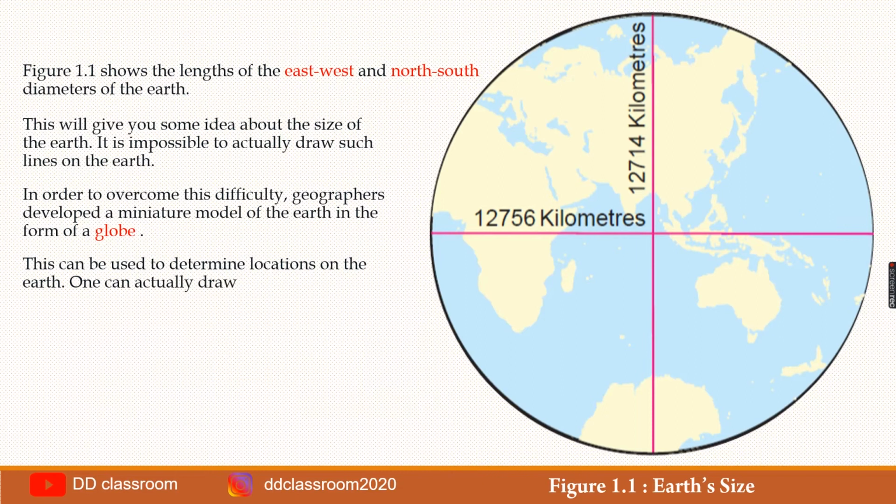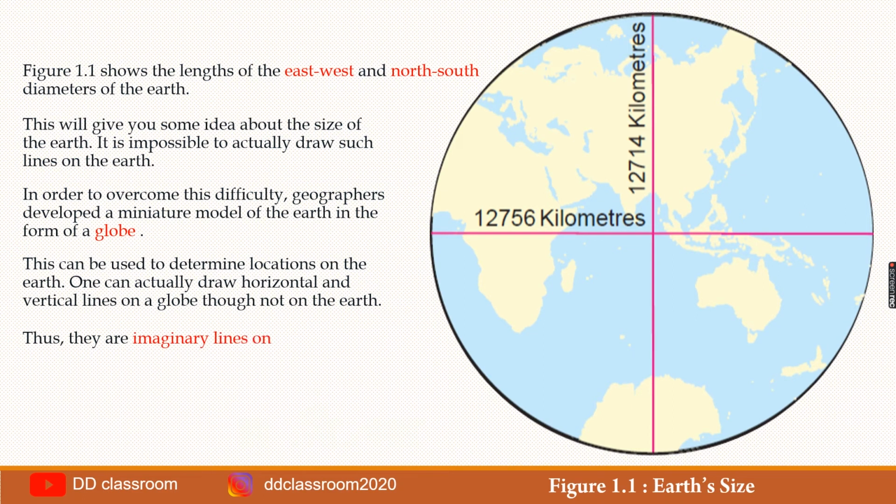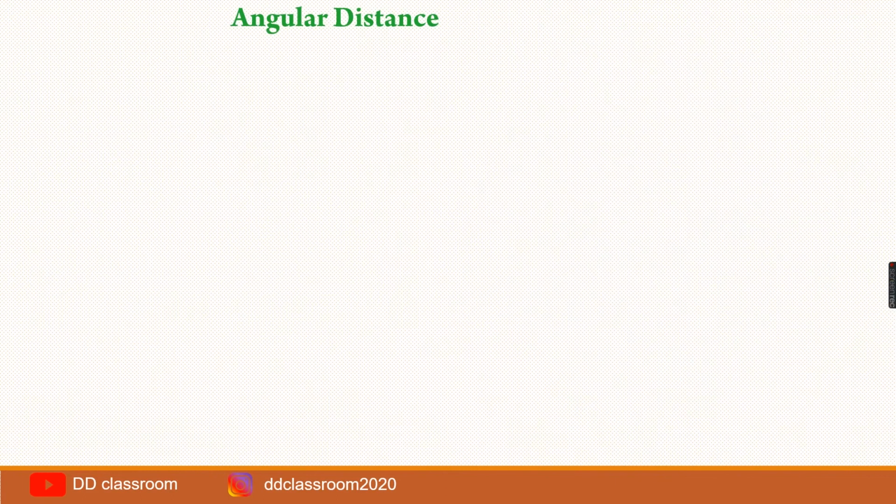One can actually draw horizontal and vertical lines on a globe, though not on the Earth. Thus, they are imaginary lines on the Earth. Angular distance.